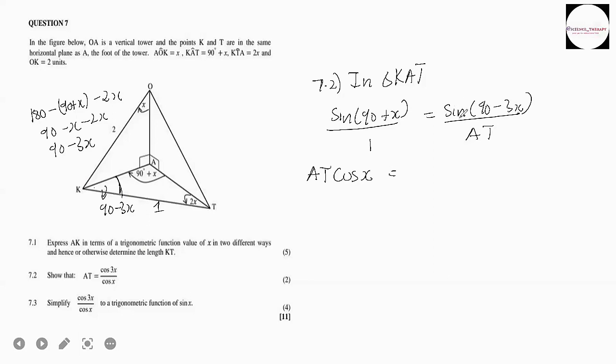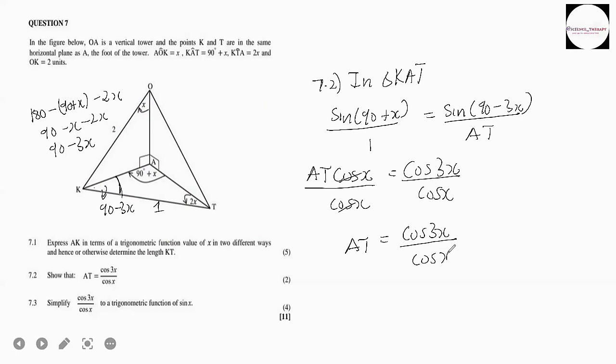And then here, this changes to a cofunction also, which is what? Cos 3x. Now, to make AT the subject of the formula, let's divide both sides by cos x. Now, as we can see now, AT is equals to cos 3x over cos x, right? And that's how we have it now.